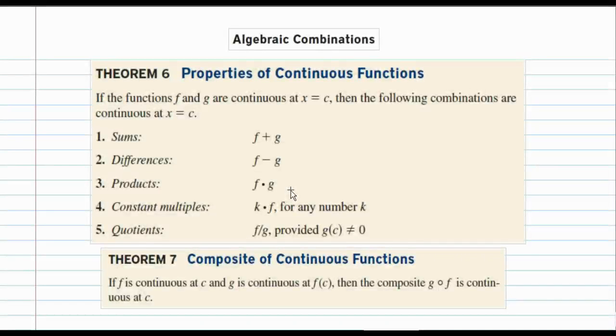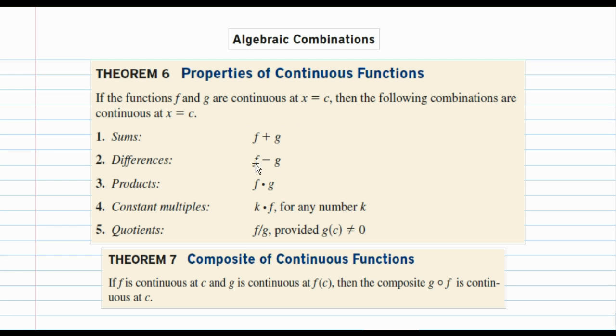This is the screencast for section 2.3, example 4, algebraic combinations of continuous functions. Now this may seem obvious to you, but until we have this proven, until we have a theorem that tells us it's true, we can't state it. So now we can. The sum of two continuous functions is still continuous.